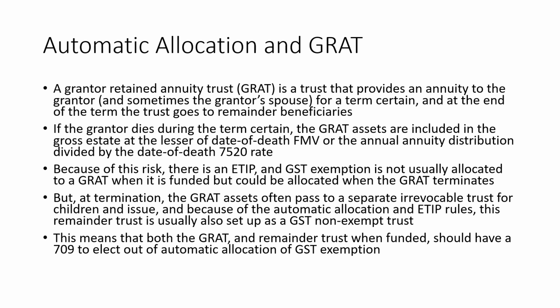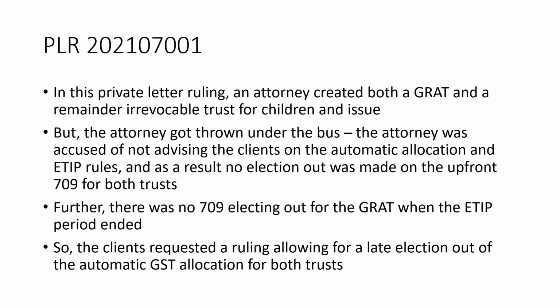So usually the recommended course of action, if you set it up with a remainder irrevocable trust, or even if you don't, is to elect out of the automatic allocation of GST exemption for both the GRAT and for that irrevocable remainder trust when funded. And you do so through the gift tax return, Form 709.